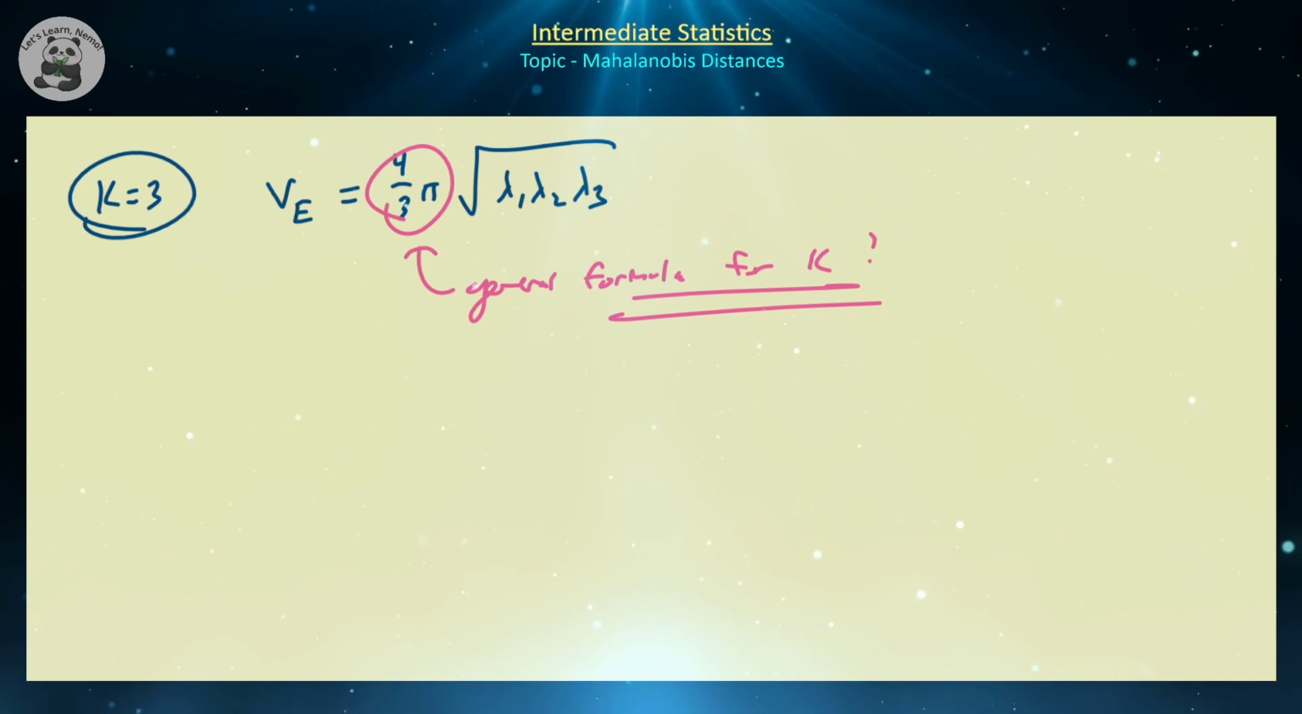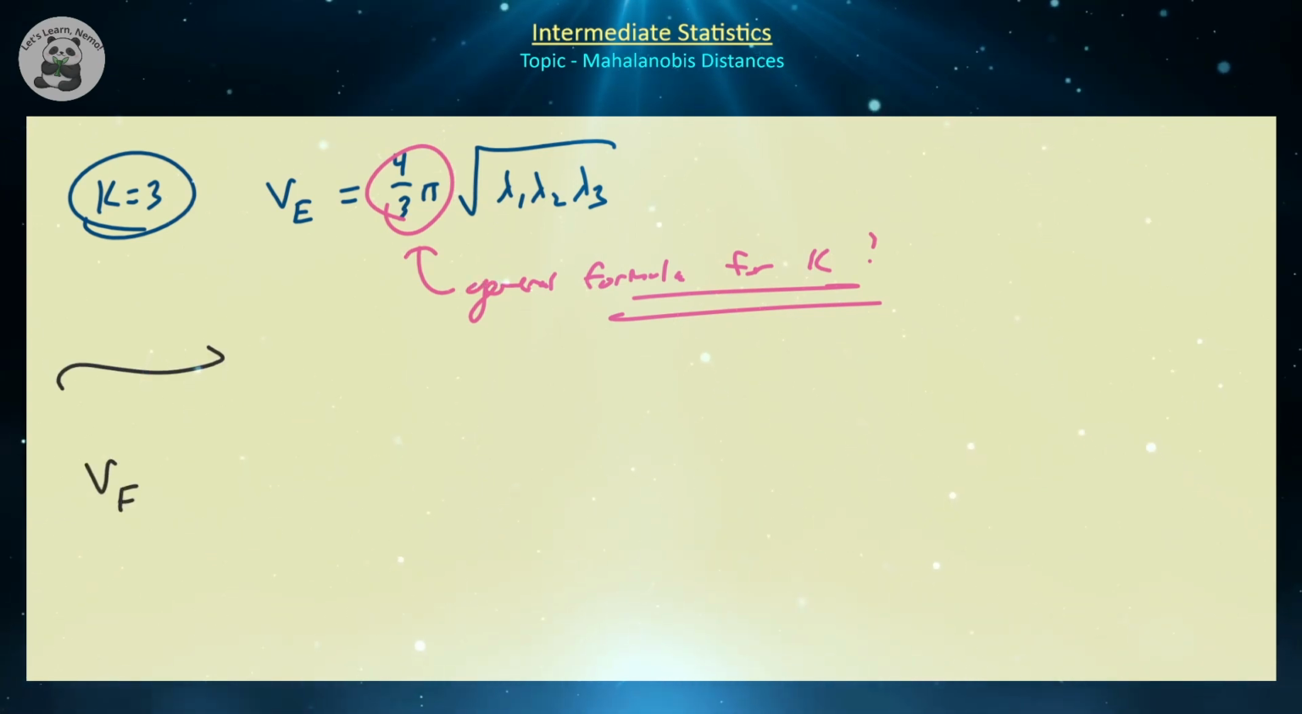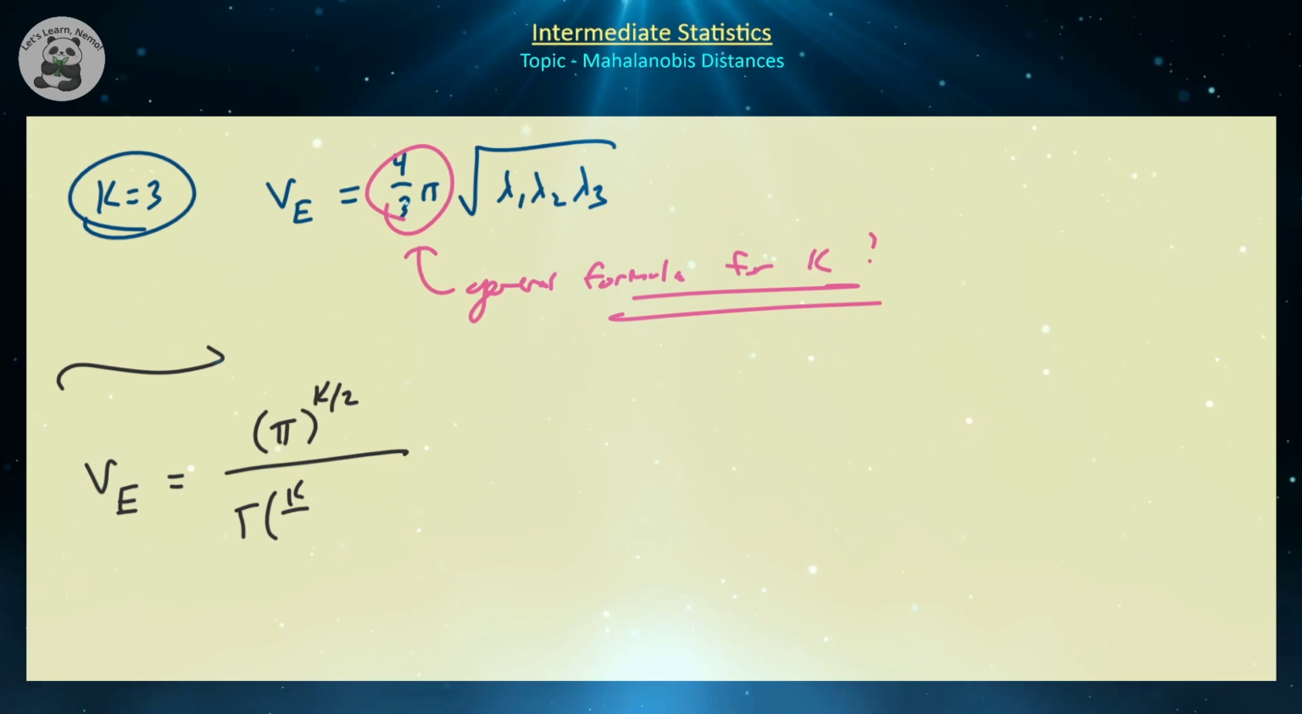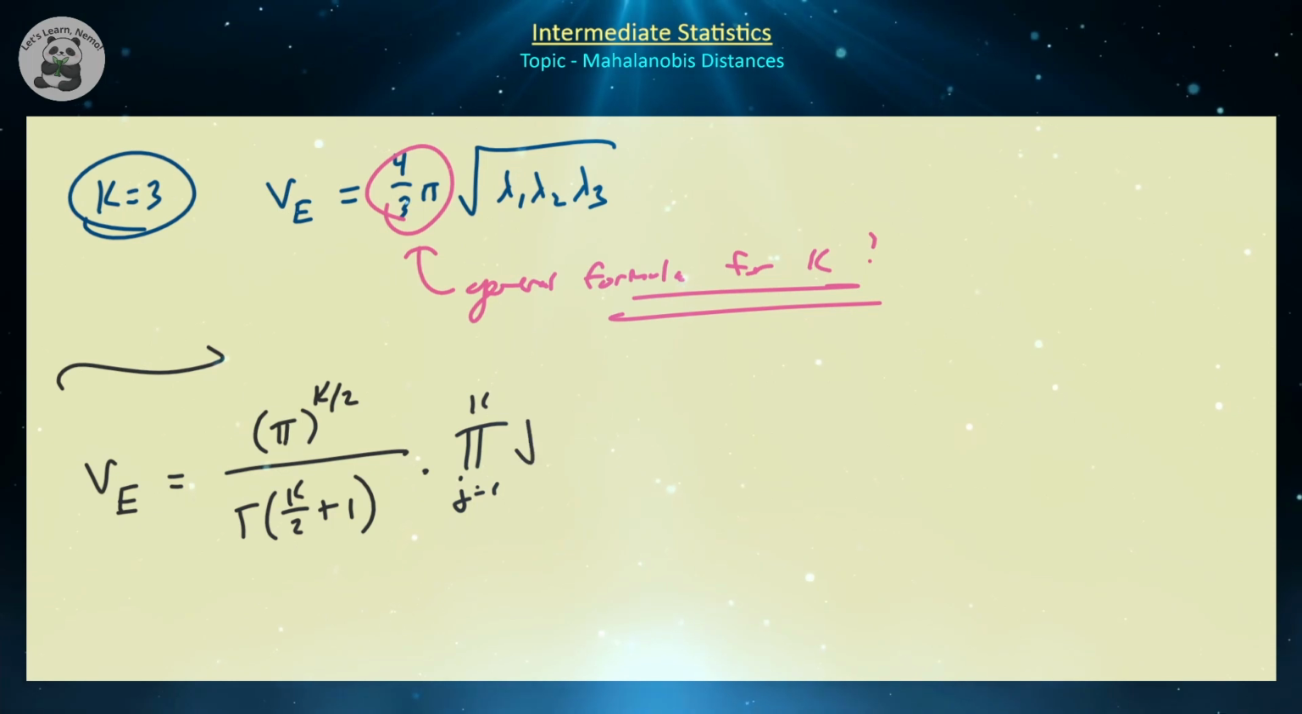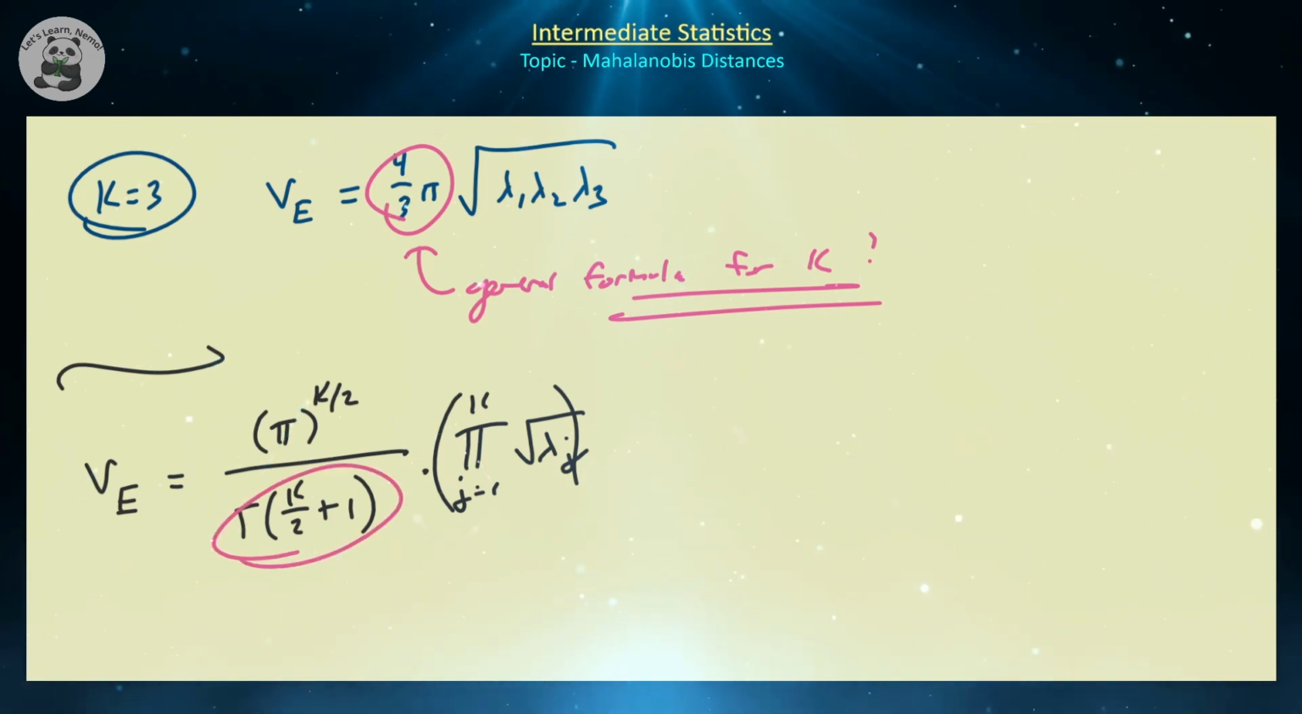If you know the gamma function, you can have a nice representation of this. The hypervolume of a hyperdimensional ellipsoid is given by pi to the power of k over 2, divided by gamma of k over 2 plus 1, times the product from j equals 1 to k of the square root of lambda j. Some people will rewrite this as gamma of k over 2 times k over 2 on the bottom, and then put a k on the bottom and a 2 on top. But I like this form a lot more because then it's not as easy to forget your 2 in the top.